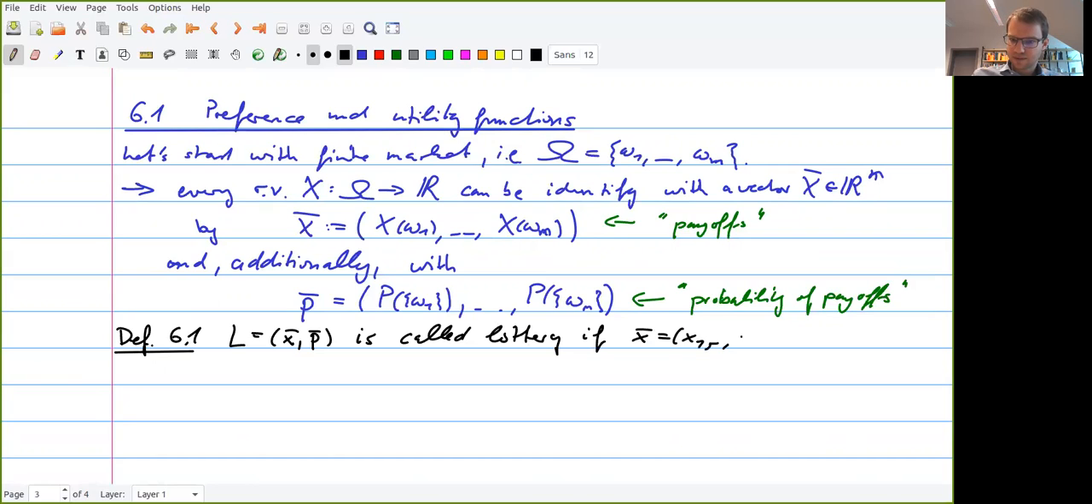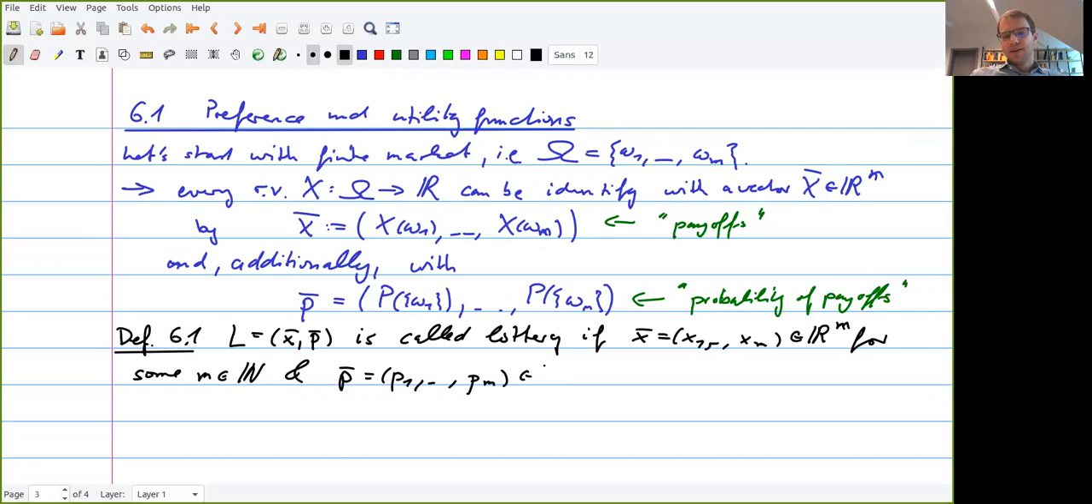Right, x is a vector in R^m for some m, and I don't want to fix the dimension here. And p is also a vector in R^m, and it should be describing the idea of probability.